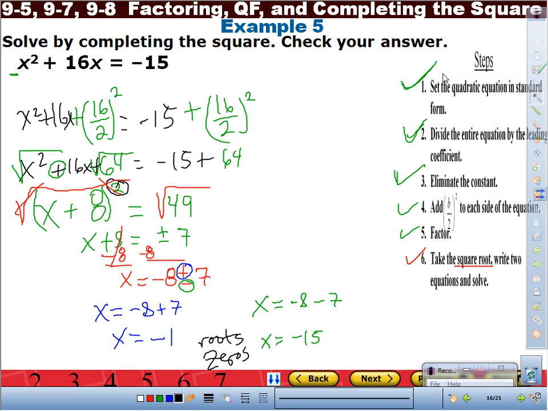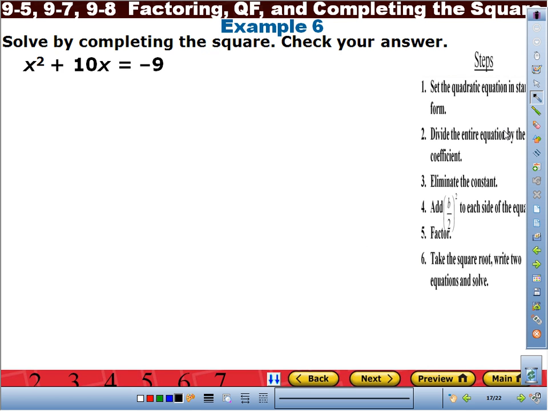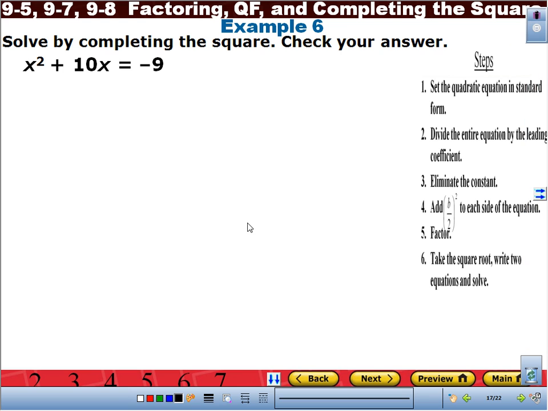Okay. On the top left, here goes another one. Example 6. Let's do it together again. I'm going to go pretty quick, so make sure you keep up. X squared plus 10x equals negative 9. I'm sorry, equals negative 9.